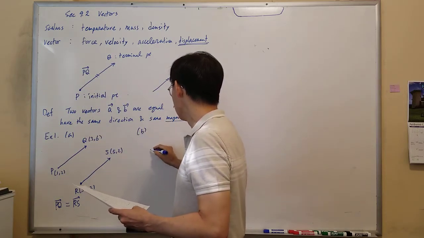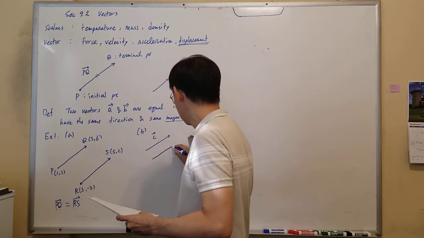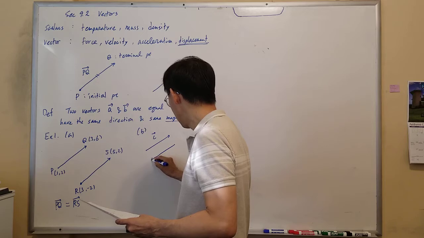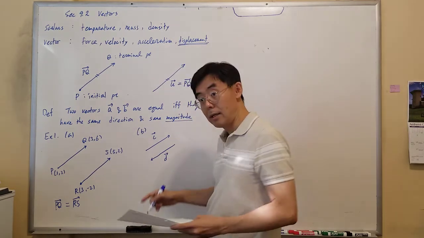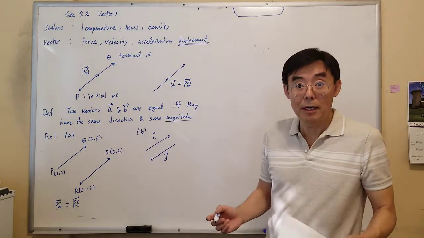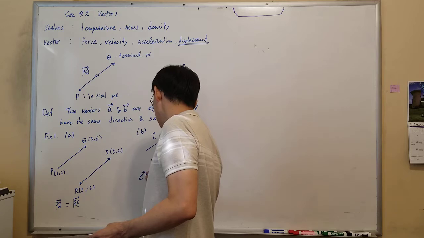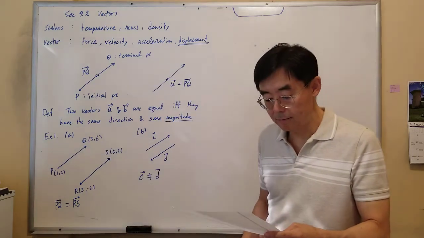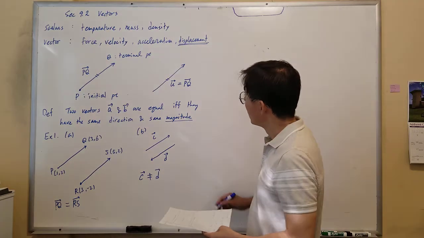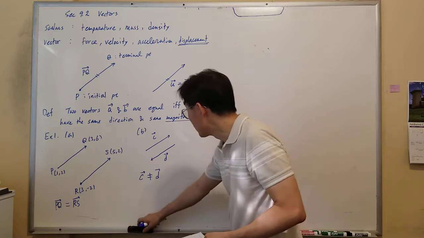What about this case? This is vector C, exactly parallel, same size, opposite direction. Opposite direction is not the same direction. They are parallel but not the same. So in this case, they're not equal vectors. All right. So this is the equality of two vectors. What about some operations?